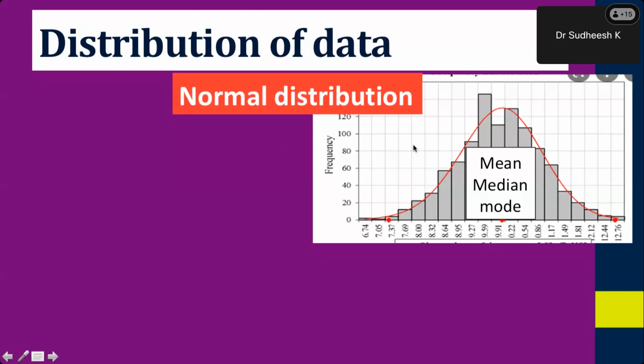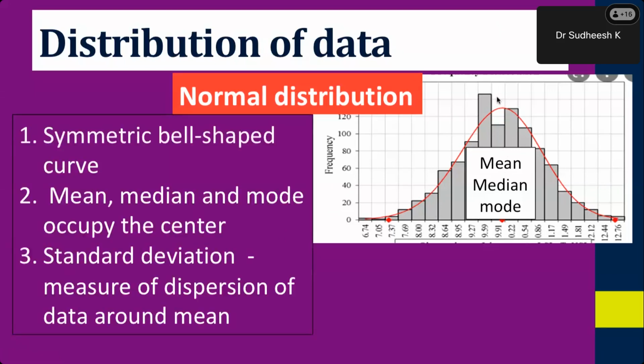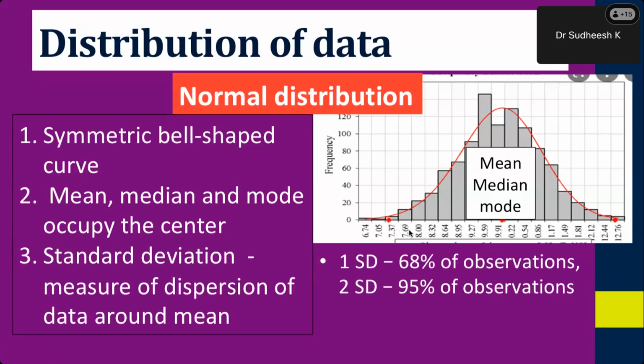When they form this kind of Gaussian, bell-shaped curve, it is considered a normal distribution. And in this, the mean, median, and mode lie in the center of the bell-shaped curve. That is the importance of normal distribution. They are symmetric and bell-shaped, and the mean, median, and mode occupy the center. And the measure of dispersion is represented by the standard deviation in this normal distribution.